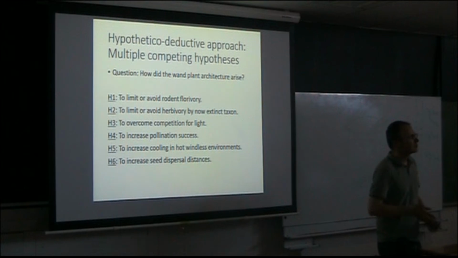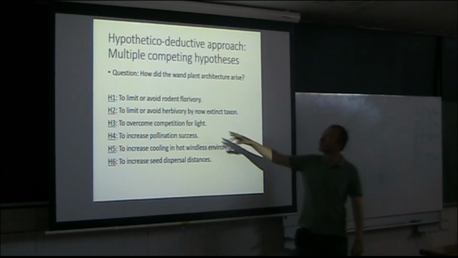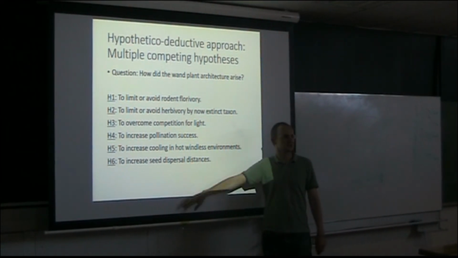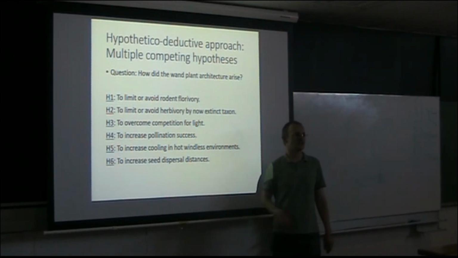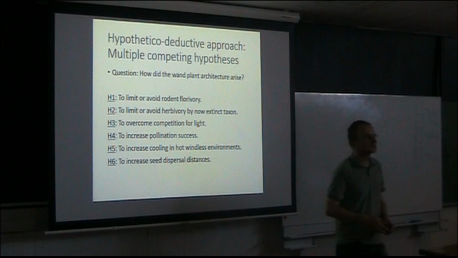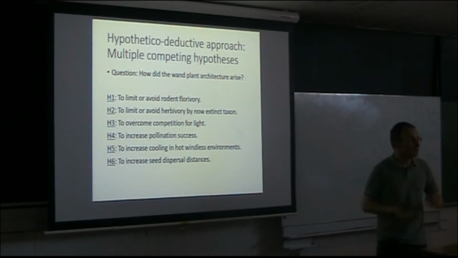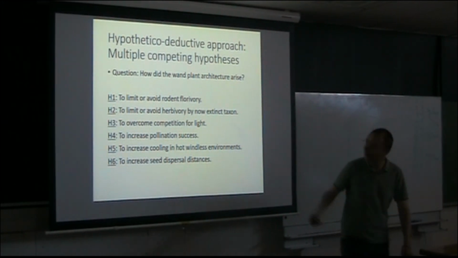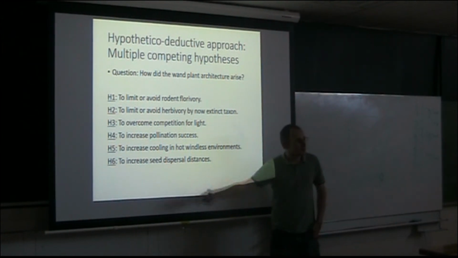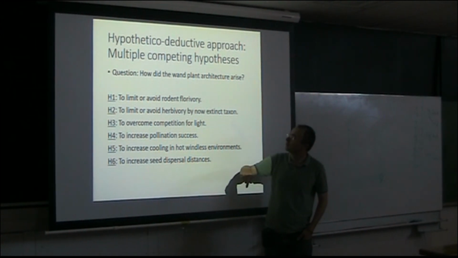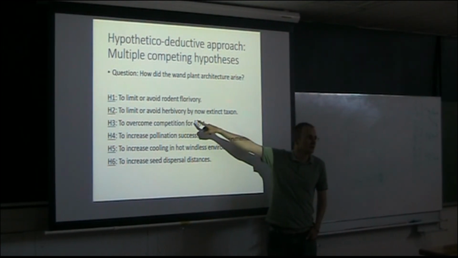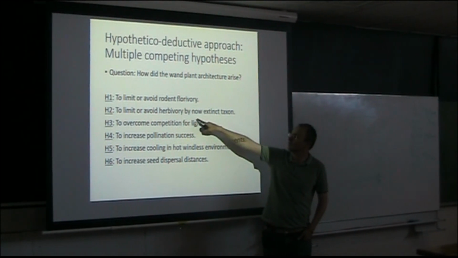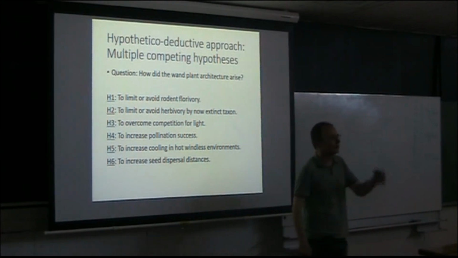So then eventually in our paper we limit this and we discuss all of these things as potential hypotheses. But now I'm returning to this and I'm setting this up in the multiple competing hypothesis framework, where we've got all of these hypotheses to avoid rodent florivory. This one was thrown in by a reviewer to say it's limit or avoid herbivory by now extinct herbivore.